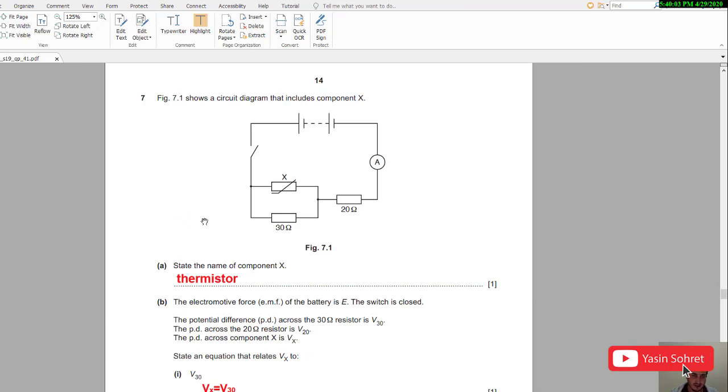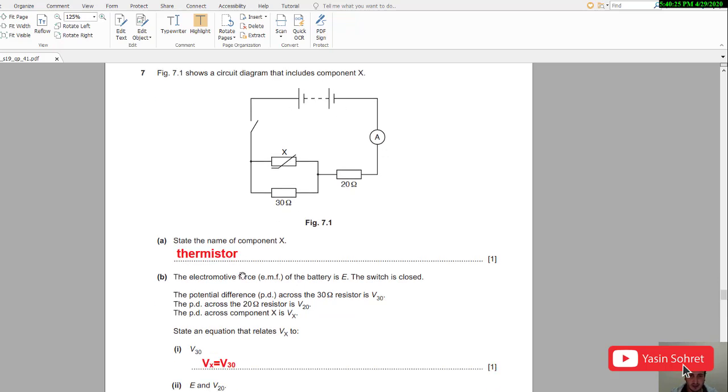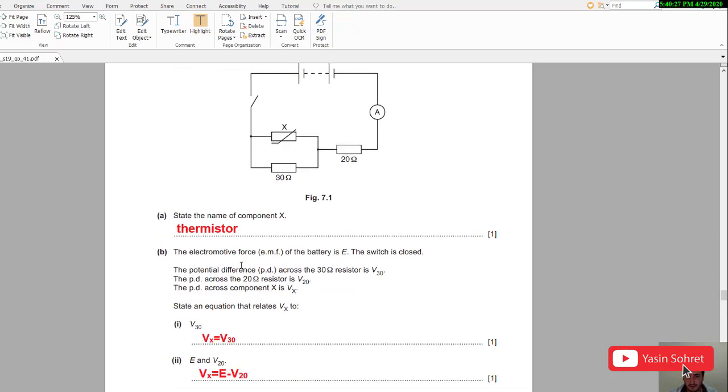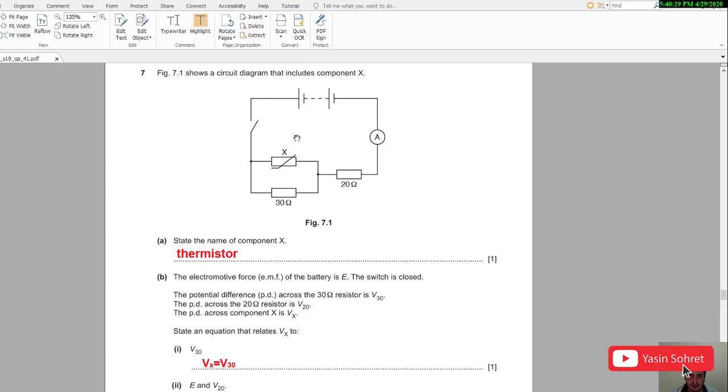So let's look at question 7. Figure 7.1 shows a circuit diagram that includes a component X. State the name of component X. As you know, this symbol belongs to a thermistor. These are normal resistors, but this is a thermistor, this one is a meter, and this is a battery. The electromotive force, EMF, of the battery is E.